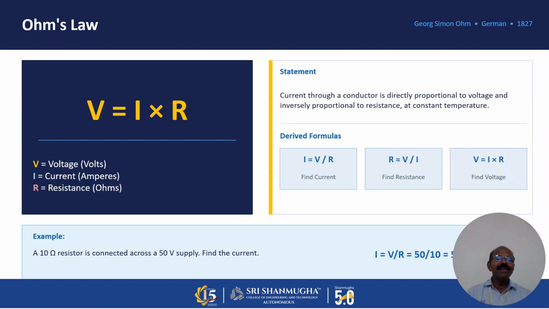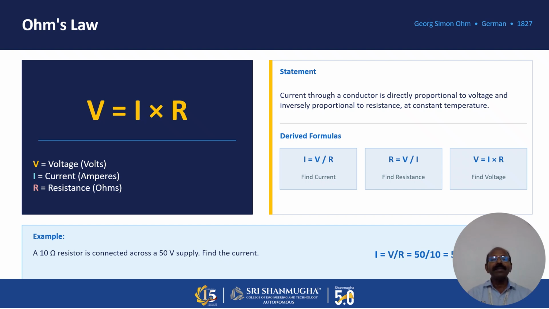Next we will see one of the very famous laws in DC circuits, Ohm's law. Ohm's law states that at constant temperature, the current flowing in a circuit is directly proportional to the voltage and inversely proportional to the resistance. It is denoted as V = I R. Here V denotes voltage, I denotes current, and R denotes resistance.